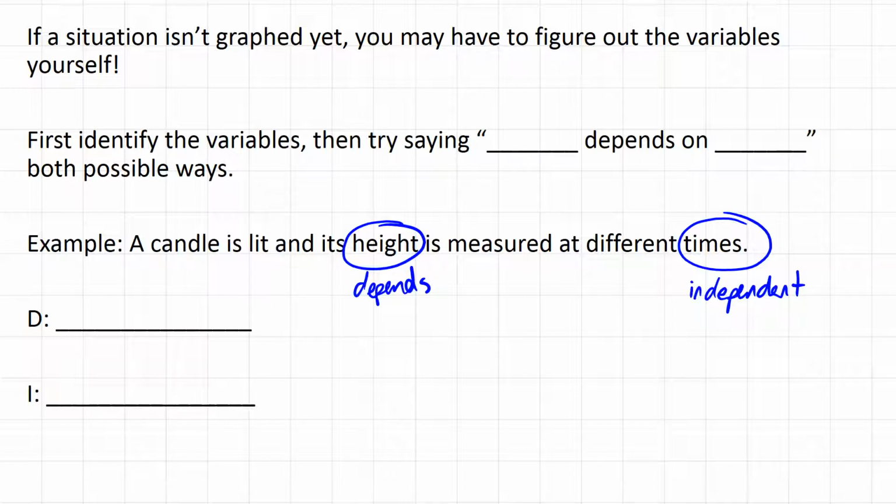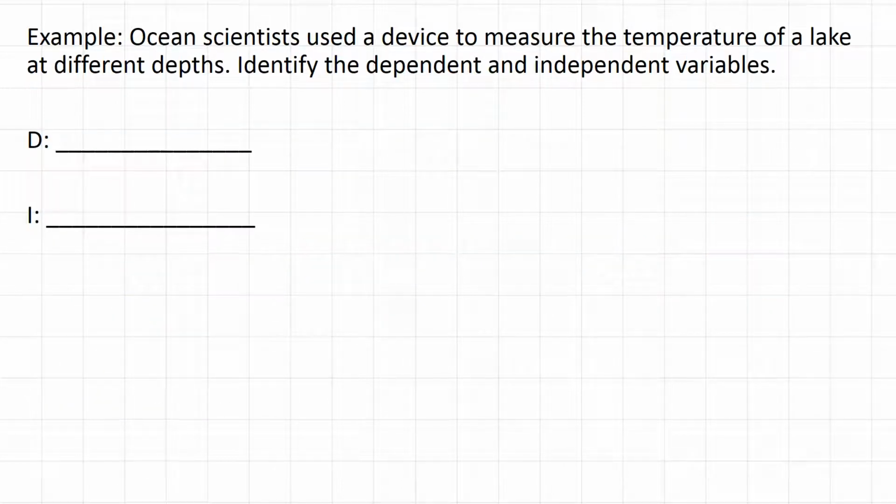So we can go ahead and fill in the dependent variable is height of the candle, and the independent one is time, or the amount of time the candle has been burning. Let's do one more example.